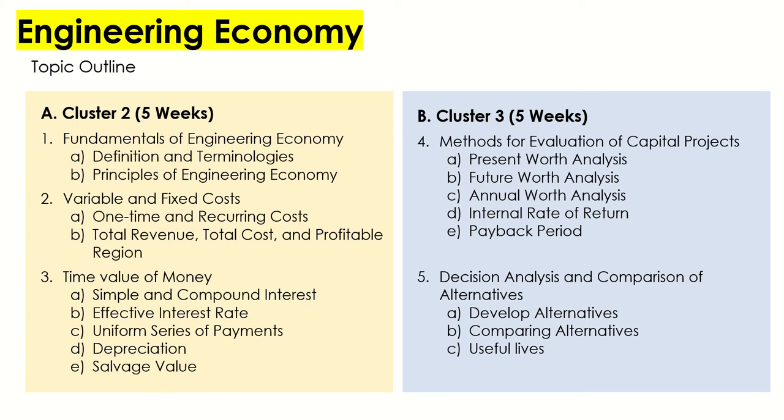We're going to determine the principles of engineering economy, and then the second topic is all about variable and fixed costs. Here we're going to know about one-time and recurring costs. We have total revenue, total cost of profitable region, and the third one, which is the last one for the second cluster, is the time value of money. So we have the simple and compound interest, effective interest rate, uniform series payments, depreciation, and then salvage value. And then after that, there will be a midterm exam.